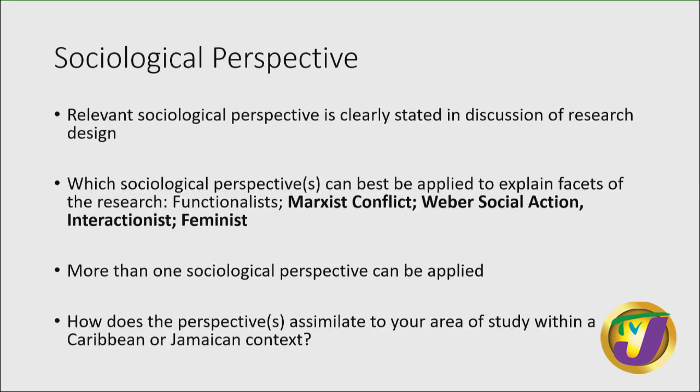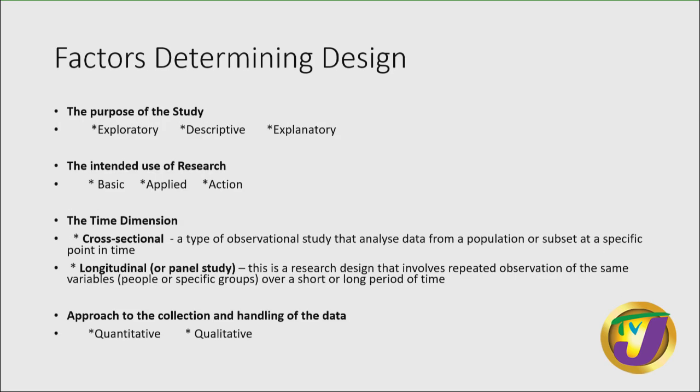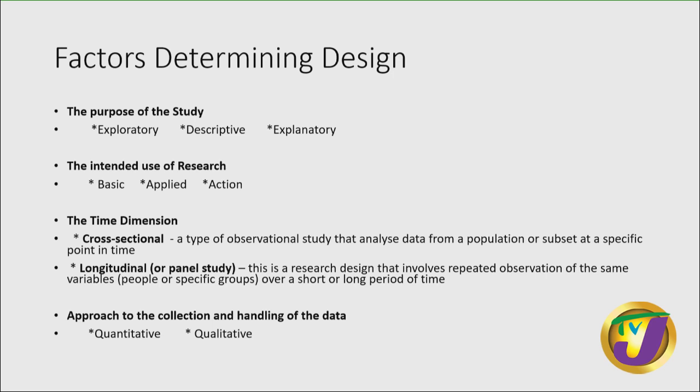Now, somebody had asked last time about us going back to the early part of the research to answer some questions that came in. I'm going to go back and show you where I'm talking about. Here, the person had asked about the intended use of the research, basic or fundamental research, because we had them here. We showed this table where we had the purpose of the study, exploratory, descriptive, explanatory. We explained that. We had the intended use of research, we explained that, and the time dimension, we explained what a cross-sectional study and a longitudinal study were, and we did qualitative and quantitative.